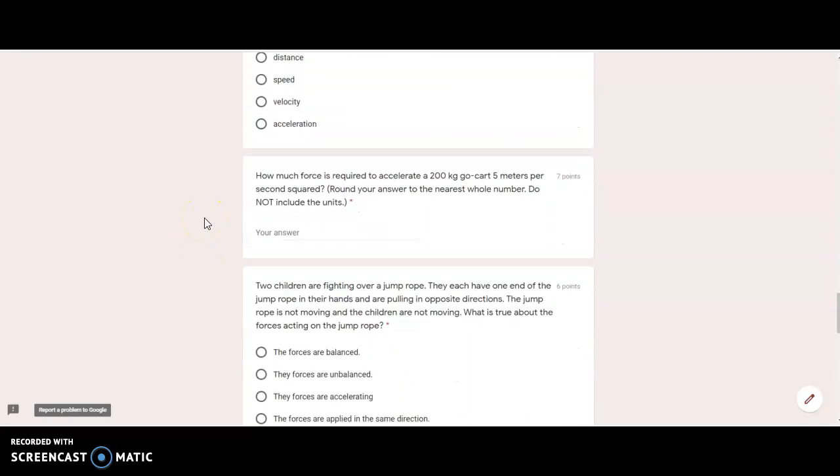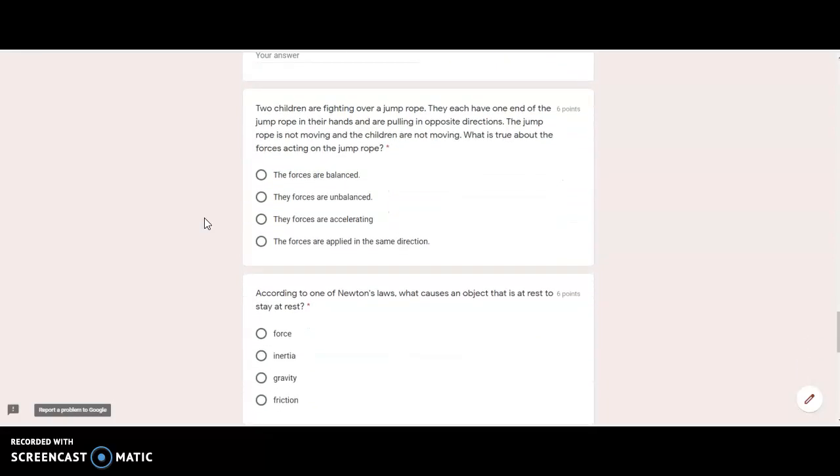Another question where you will have to round your answer to the nearest whole number. And again, kids, please do not include units. The computer does not understand it when you include units. How much force is required to accelerate a 200 kilogram go-kart 5 meters per second squared? How much force?